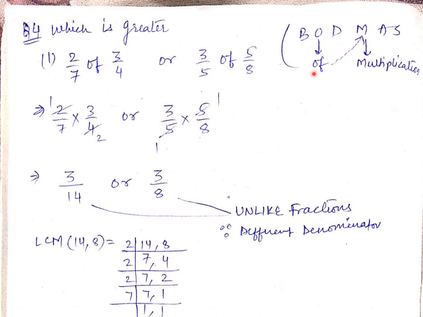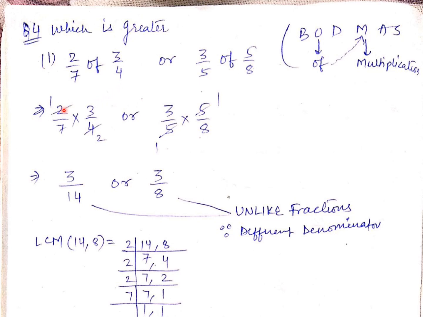Now, O means of, M means multiplication. Actually, they are quite similar or the same thing. But the thing is, if you have of and multiplication both in a question, first priority you will give to of. First you will solve the of one, okay, and then you will solve multiplication. Now, coming back to the question, we have 2 by 7 of 3 upon 4.